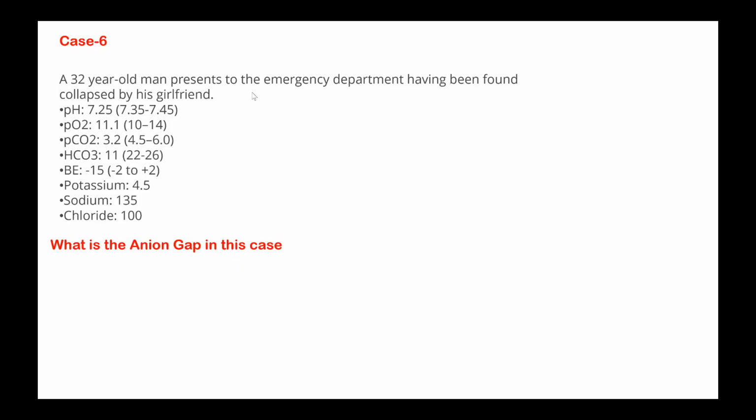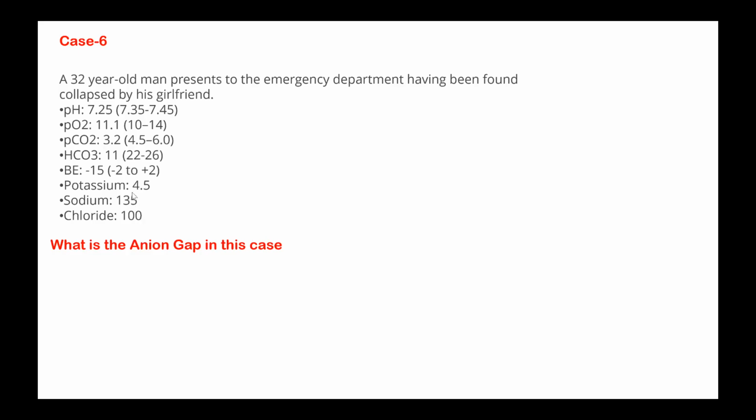A 32-year-old man presents to the emergency department, having been found collapsed by his girlfriend. pH is on the acidotic side. PCO2 is low. Bicarb is extremely low. Base excess is -15. Potassium is normal. Sodium is normal. Chloride is normal. What is the anion gap in this case? Increased anion gap, sir. The value is around 30.